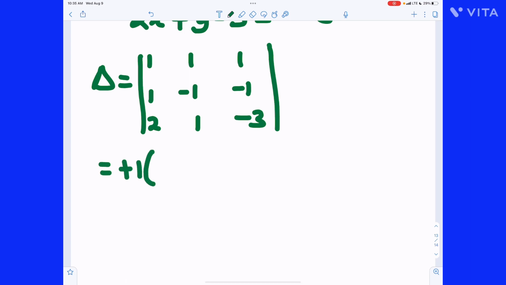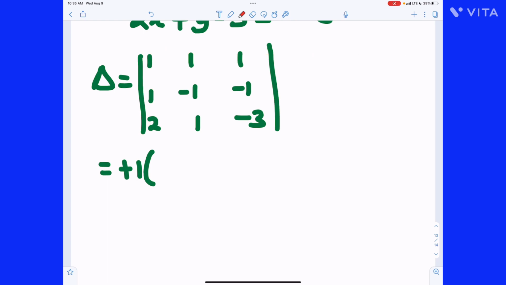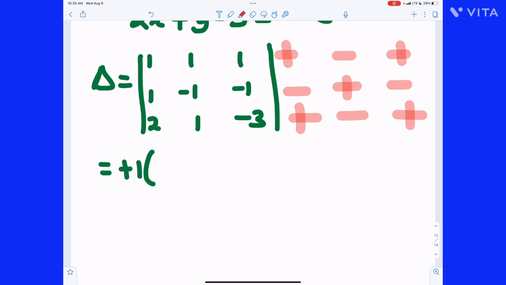That's plus 1. I'll cross 1. What do I have left? The signs are plus, minus, plus, minus, plus, minus, plus, minus, plus. So to find my determinant, I'll cross this one. 1 should be positive. That gives me 1 times 3 minus 1.